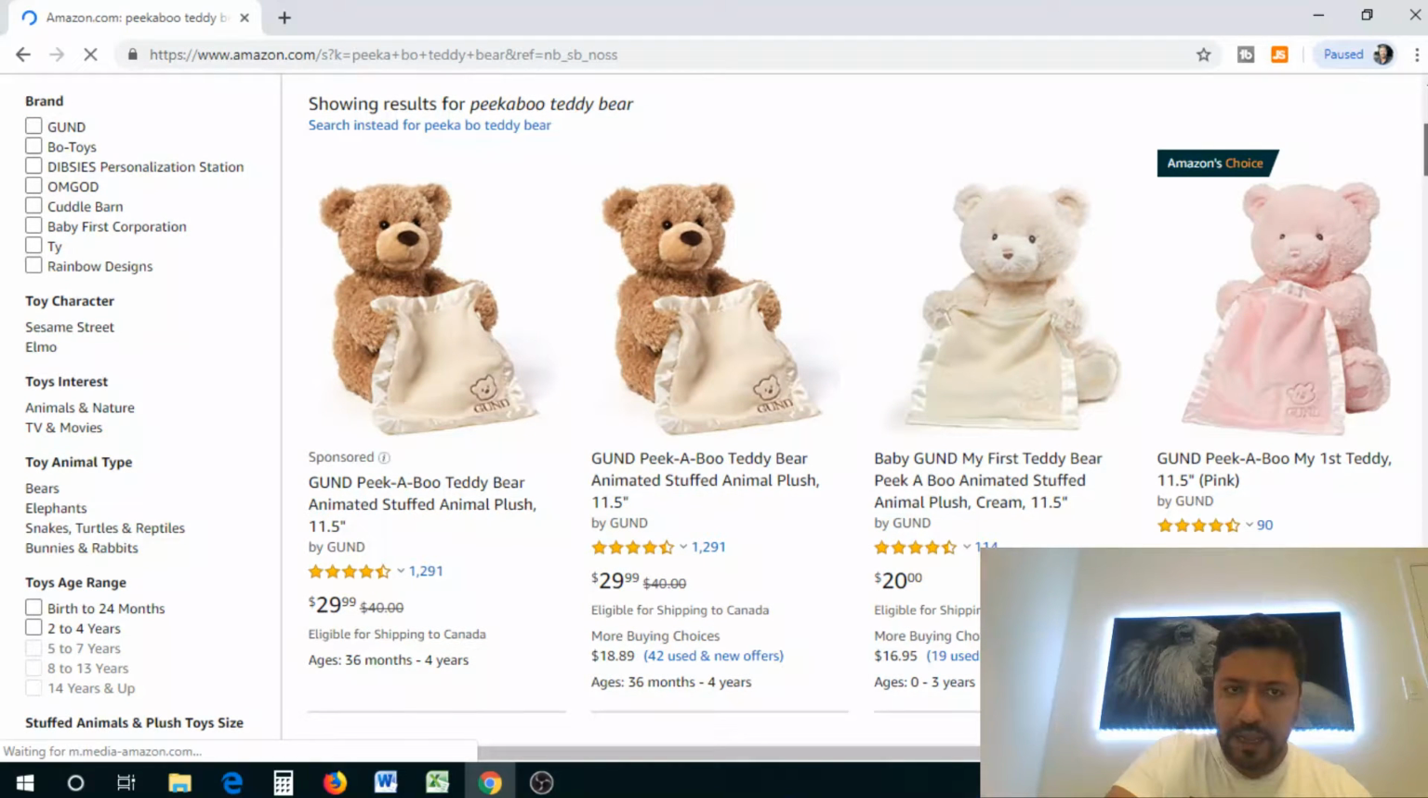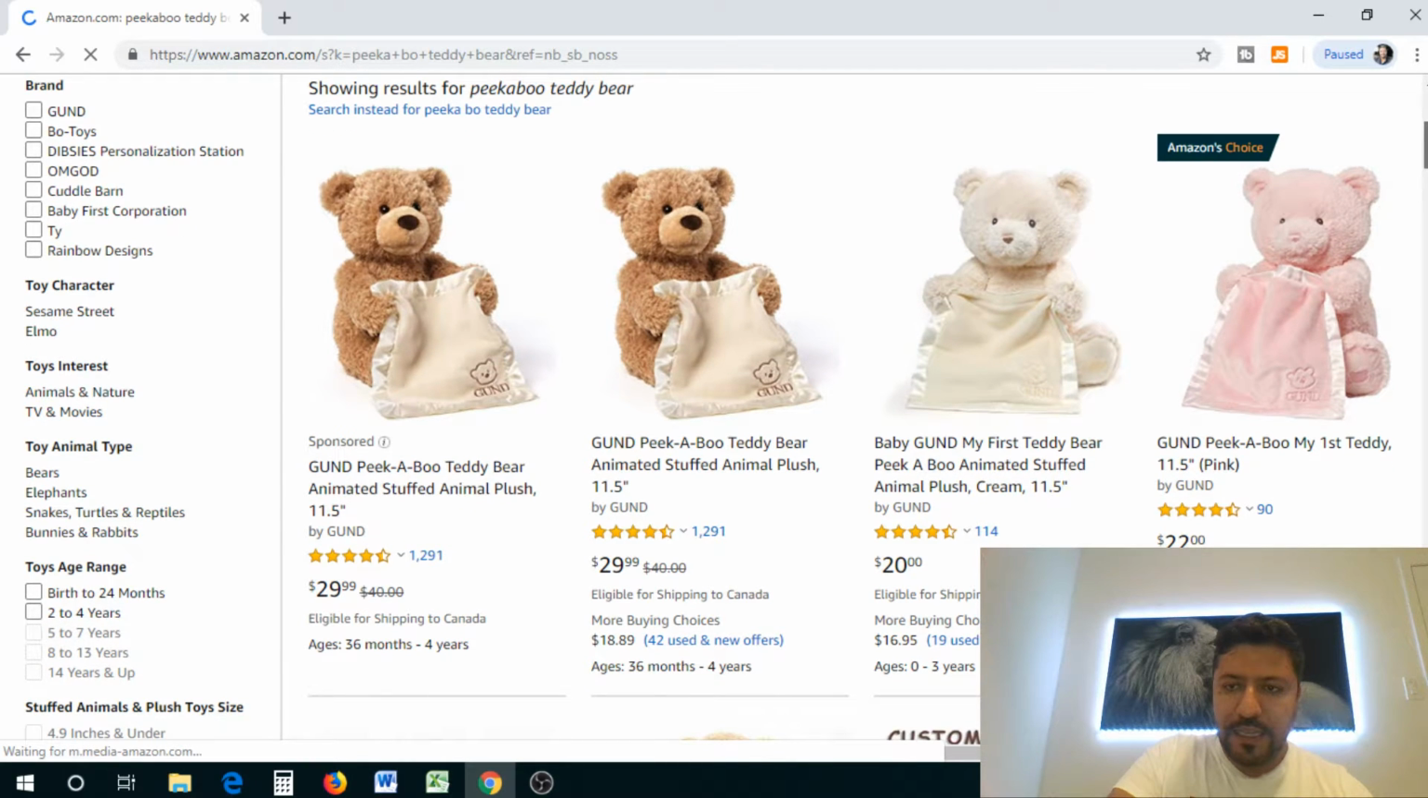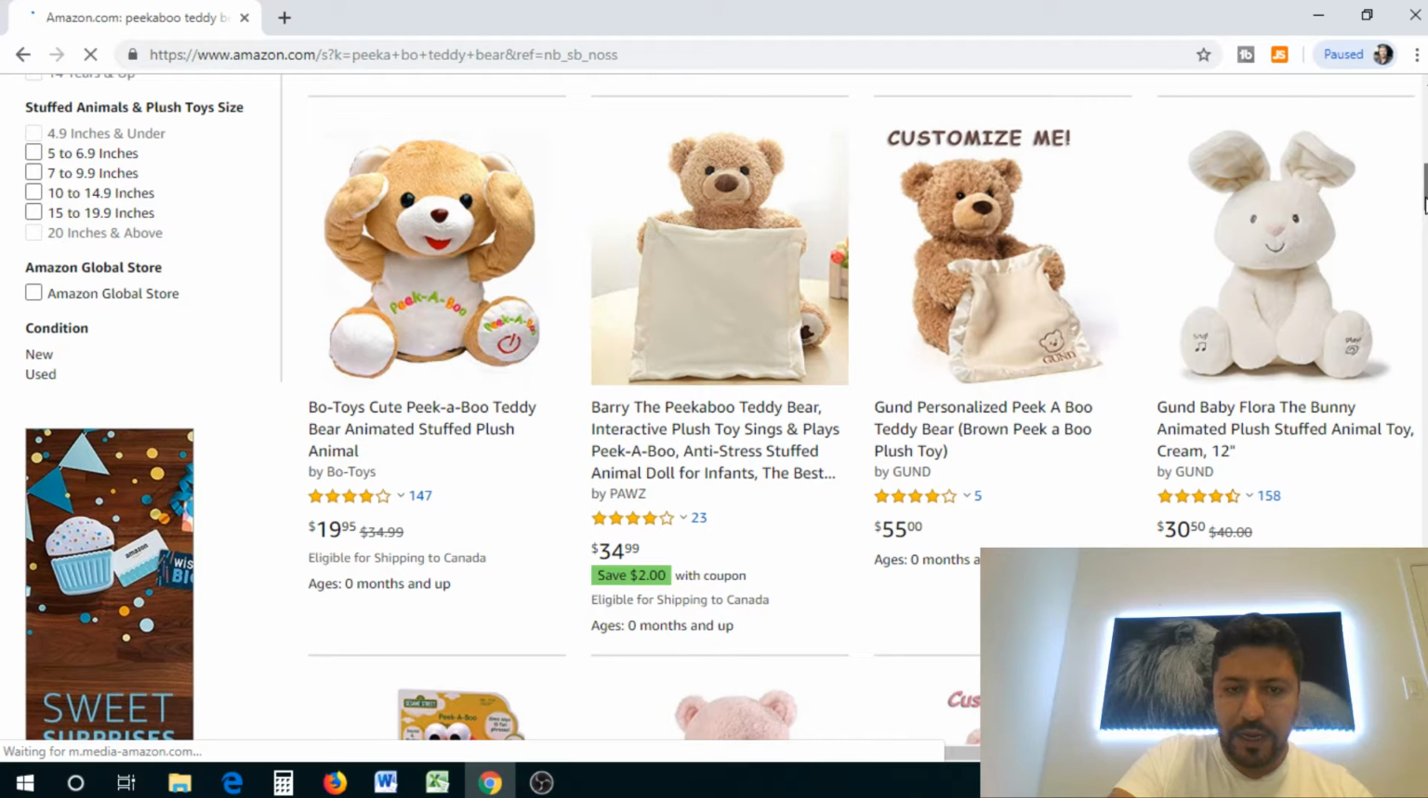Now Gund is a brand that's selling, so you see how there are different prices, but nonetheless it's over $20, right? Some are a bit higher by getting a little fancier. This one is 55, but that's just because you can customize and all that.